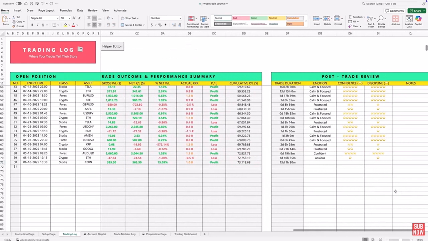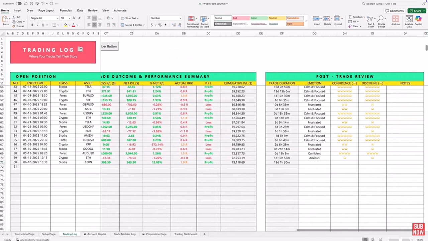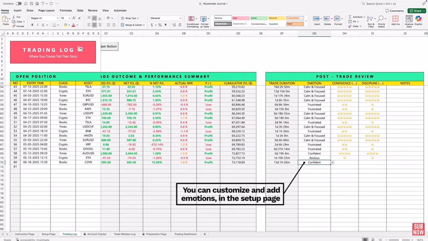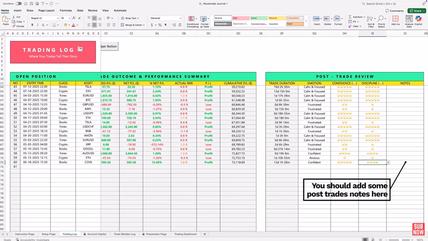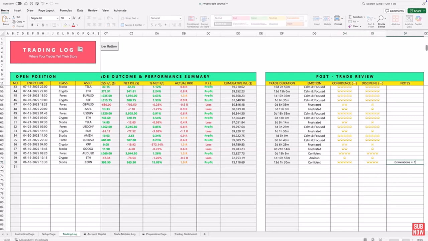Next, the final section, which is the post-trade review. Select your emotion during this trade. So we select confident. Again, you can fully customize the emotions you use inside of the setup page. Then select the level of confidence out of 5 stars. Then select how disciplined you were during this trade out of 5 stars. You should also add some post-trade notes here. Correlations equals confidence.